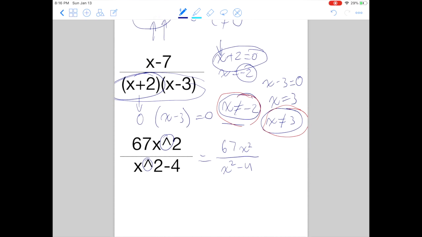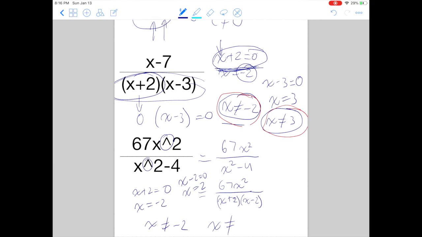So for this, what we first need to do is factor the denominator, which is going to be x plus 2 and then x minus 2, as it is the difference of squares. And we can use the same method as up here. So we get x plus 2 is equal to 0. That means we get x equal to minus 2, which means x cannot be minus 2. And then we have x minus 2 is equal to 0. Then we get x is equal to 2. That means x cannot equal 2.